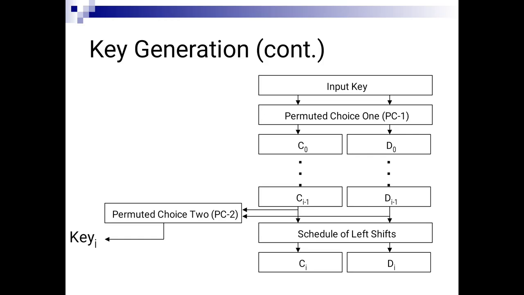And a compression permutation converts the 64-bit key into a 48-bit key using the key permutations, and divides the result into two equal parts, C and D.